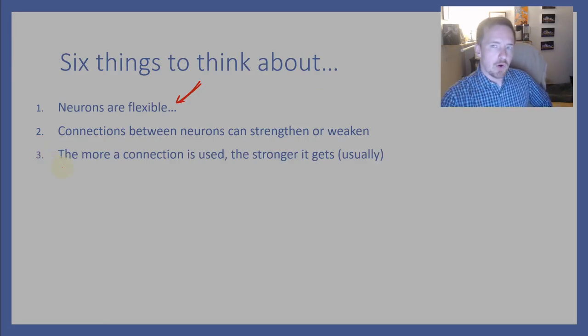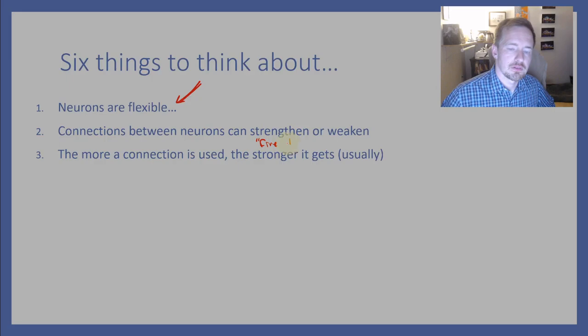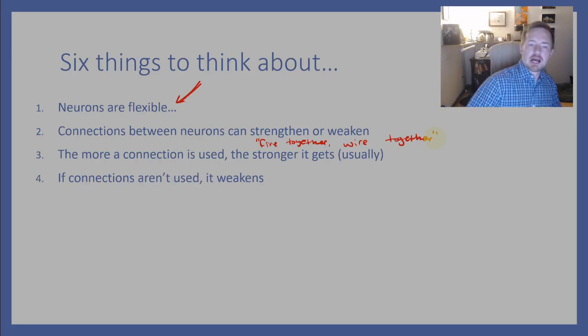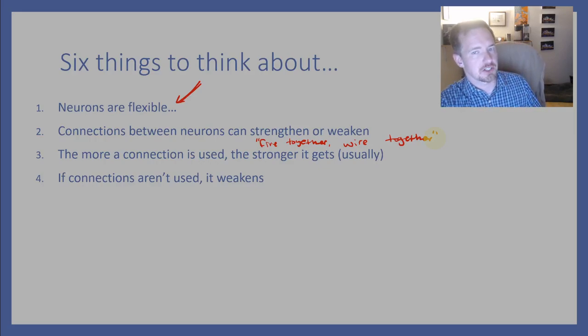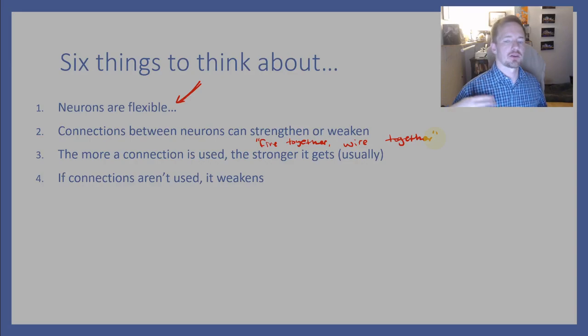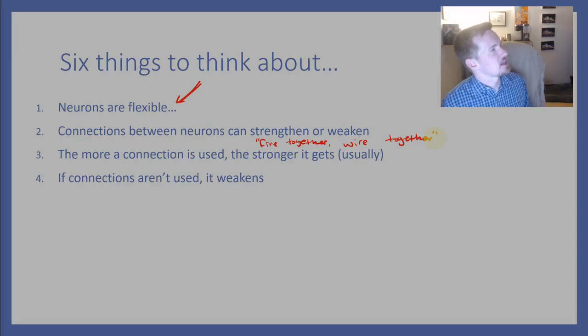Number three, the more we use a connection between neurons, the stronger that connection usually gets. This is going to be phrased a lot as: neurons that fire together wire together. That's kind of fun, right? It rhymes. But on the opposite side, if connections are not used, they weaken over time. And researchers are very corny and can't resist a pun or a cheap rhyme, so they would say that neurons that lose, well, what is it?